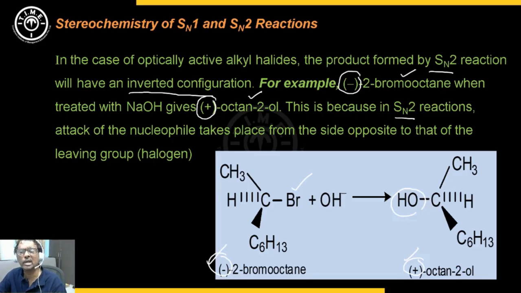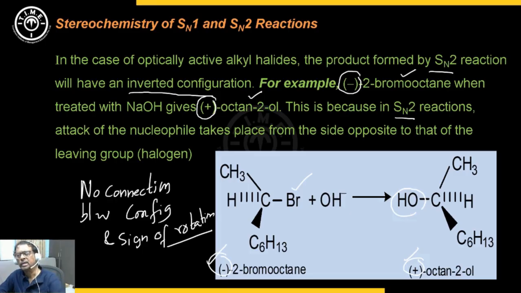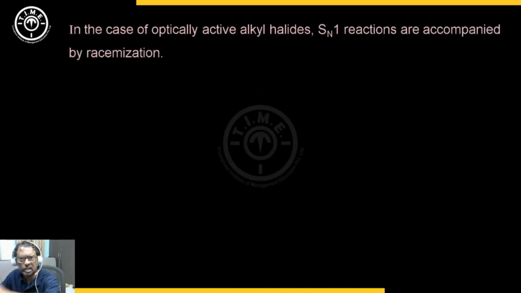We should not have taken an example of this type where the minus is becoming plus because there is an inversion. No, not because there is an inversion. Inversion is also taking place, and the change of sign of rotation is also taking place. So it is not connected. There is no connection between configuration and sign of rotation. Keep this in mind. You have to internalize this. So we'll now move on to SN1 where there is racemization, which you've already seen. Clear?